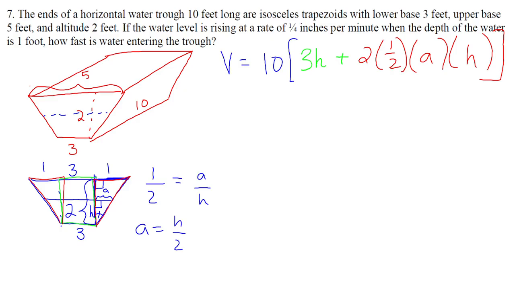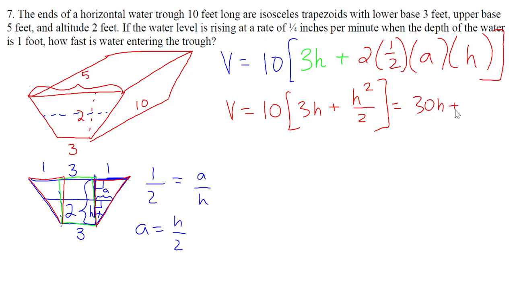And so now we can see how useful it is that we found what A was in terms of H. So we should just be able to plug in that A value of H over 2. Right? So as we rewrite our volume formula, we're going to have 10 times 3H plus the 2 times 1/2 is going to go away. And so it's just H times H over 2, which is H squared over 2. We can distribute the 10 through if we want, giving us 30H plus 5H squared.